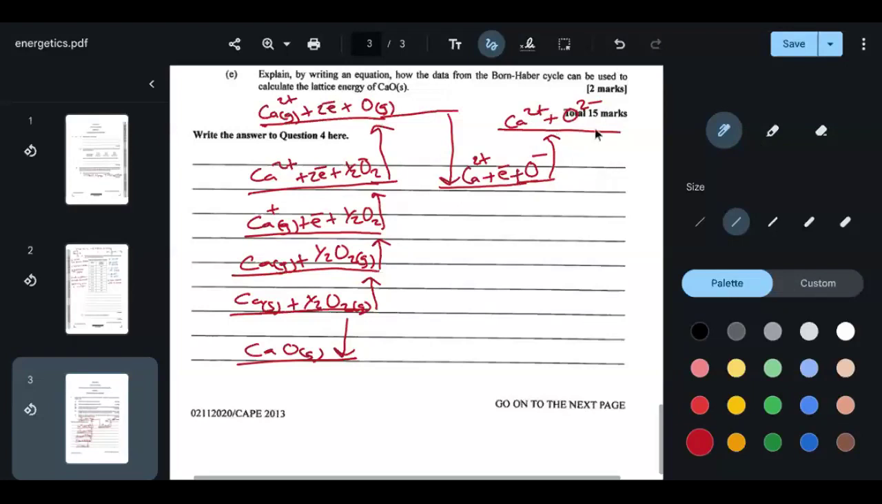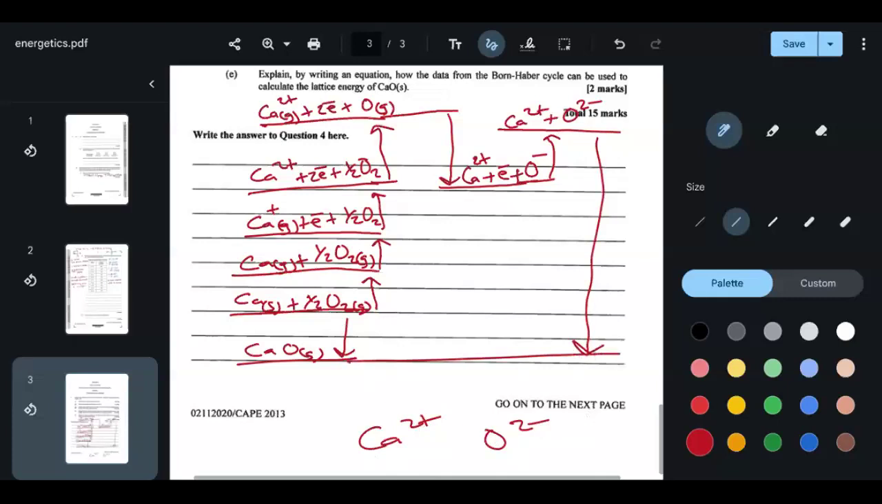So remember, you don't do the long arrow coming down until you have both ions with the correct charges. So until you have Ca2 plus and O2 minus, you do not draw the line coming down. All right. So that is the Born Haber cycle.